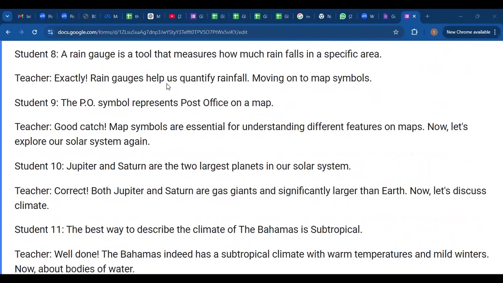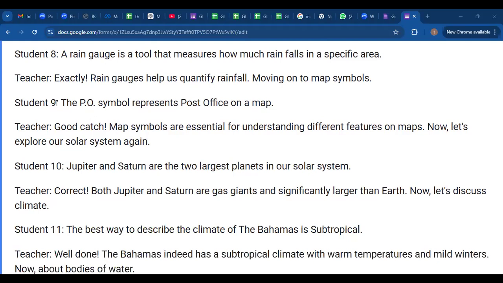The PO symbol represents post office on a... I can't hear you. Sashanik, student 9. On a map. Good catch, essential for understanding. Explore our solar system again. Go ahead, Sashanik, read student 9. Thank you, Joel.